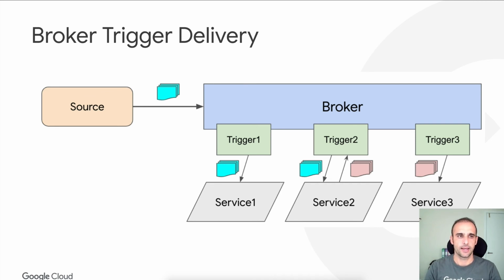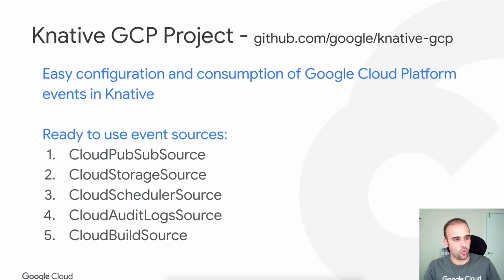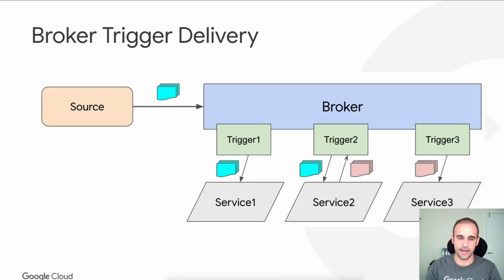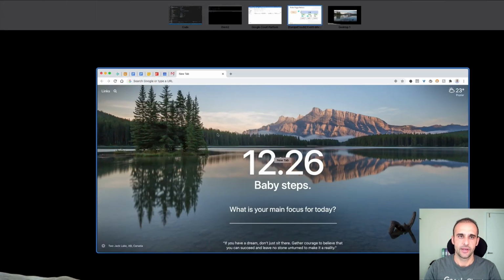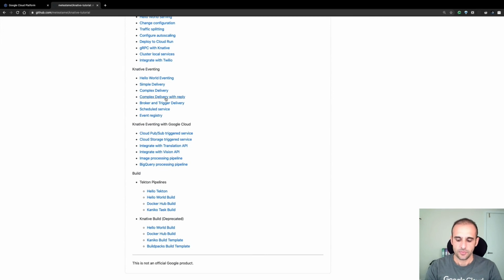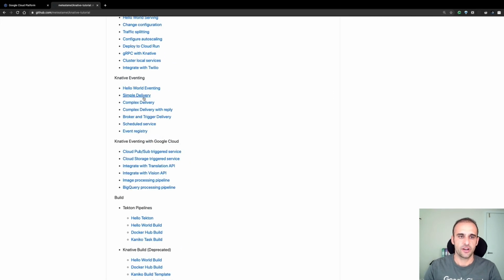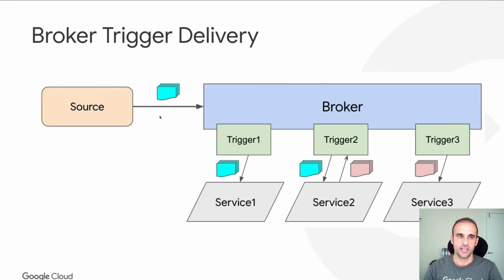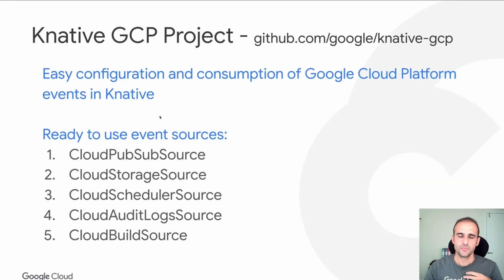All right. And then what I want to mention, well, first of all, I have, if I go to my Knative tutorial, examples of this simple delivery, complex delivery, complex delivery reply, and broker trigger delivery as well. So you can run examples of all of these if you want. But I'm going to show you a more complicated example shortly, so I don't want to show these examples right now. Let's just talk about one more thing, and then we'll look at a more real-world example of how to set things up.